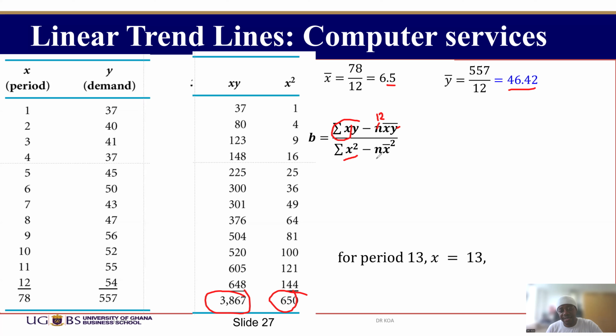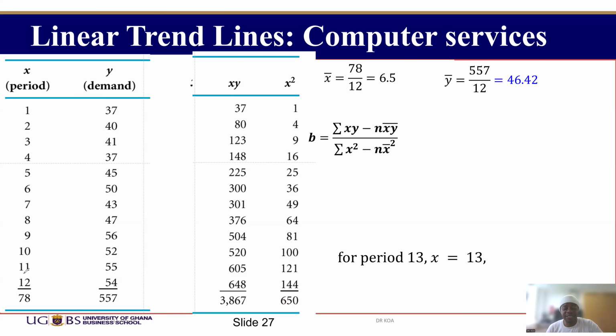What about the n? The n is 12. We've said that already. What about the x bar squared? The x bar is 6.5. So we are looking at 6.5 squared. That's what is going to be here. So you do the substitution for each one of them.